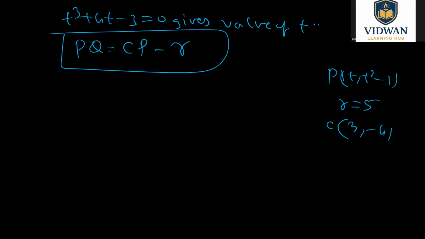So what value will satisfy this? It is possible only if it has real roots. I gave it randomly, so it may or may not have real roots. It must give a real value of t. If it doesn't have real roots, then you can't find the shortest distance, and such a point will not exist. In case you get a real value of t, you can substitute here and do it.